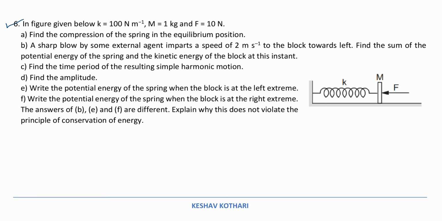The next one is to write the potential energy of the spring when the block is at the left extreme. And the last part asks to write the potential energy of the spring when the block is at the right extreme. And there is a small question: the answers of B, E and F are different. Explain why this does not violate the principle of conservation of energy. If we solve it in a systematic way using all our concepts, then it will not be needed to explain that part. So let us begin in this way.